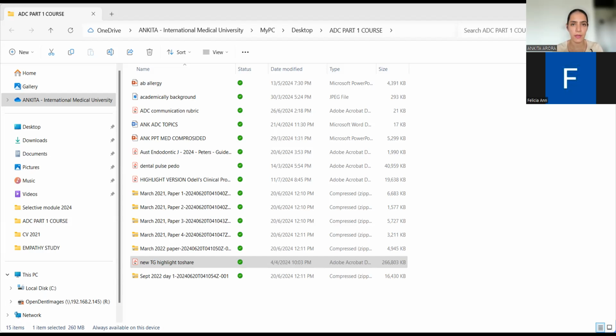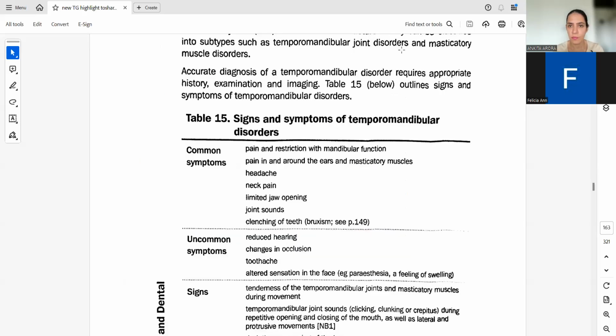Ma'am, I can't see the slides. I can only see you have opened the document. Okay, just a minute then. I mean the folder, only the folder. Now? No, ma'am. Okay, now I can. Okay. Yes.